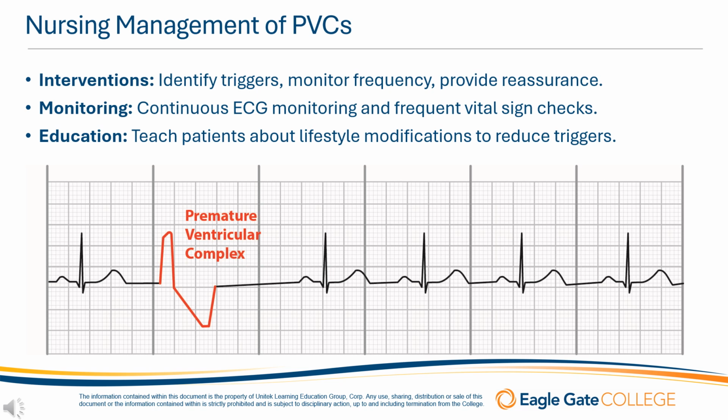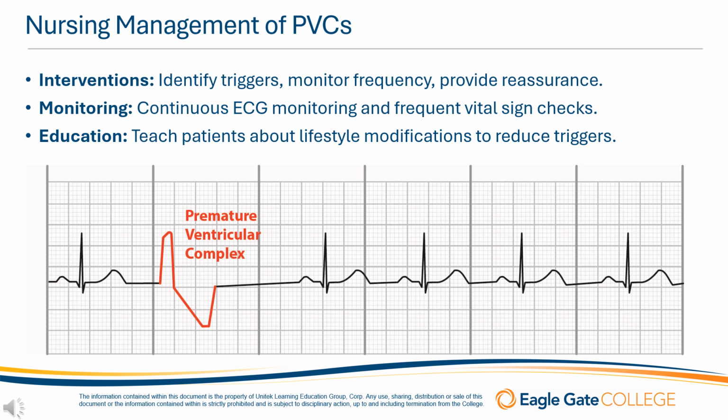Now, let's focus on the nursing management of premature ventricular contractions. One of the primary nursing interventions is to identify potential triggers that may be causing the PVCs. Common triggers include stress, caffeine, nicotine, and electrolyte imbalances. Assess the patient's lifestyle and habits to pinpoint specific triggers. This can involve asking about their daily intake of caffeinated beverages, their smoking habits, their stress levels, and their diet. By identifying these triggers, we can help the patient make necessary adjustments to reduce the occurrence of PVCs.